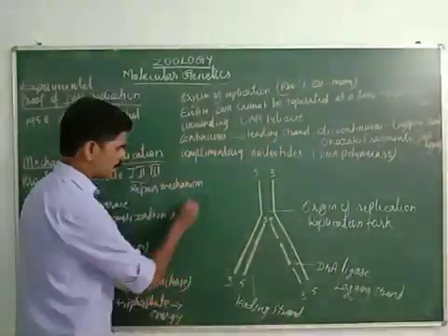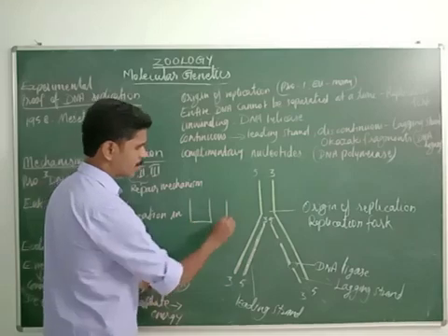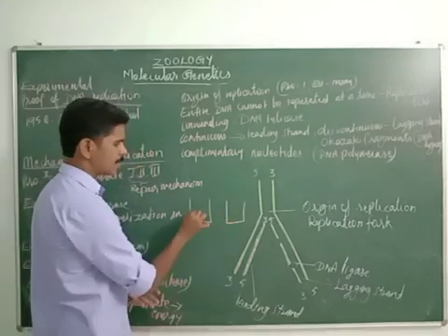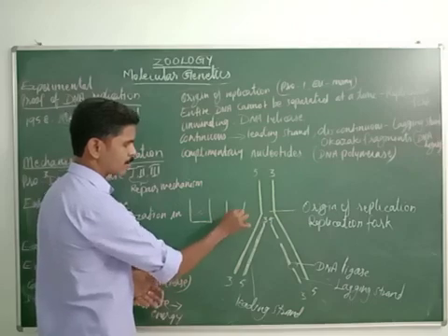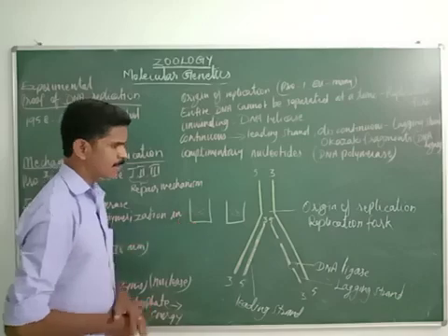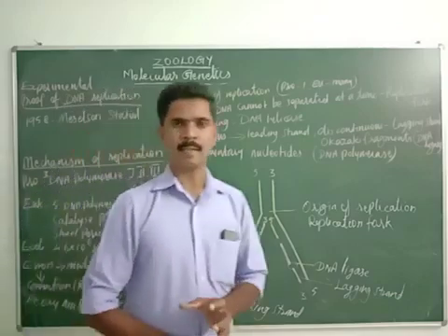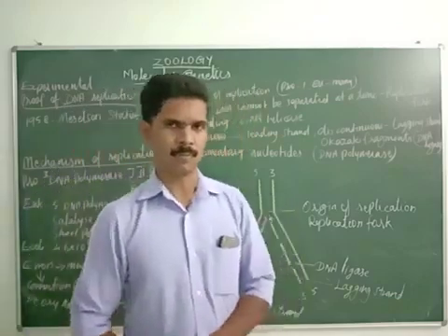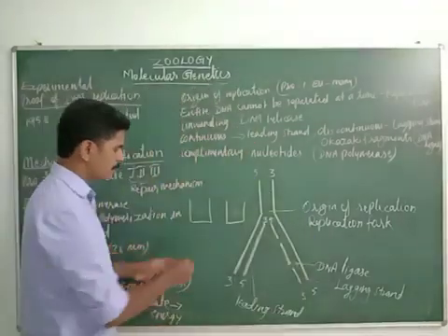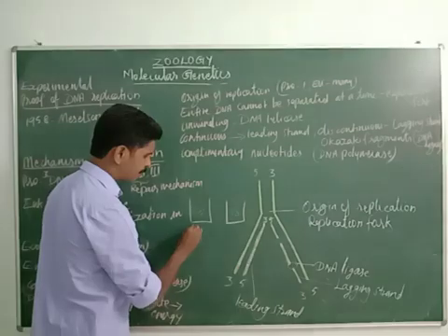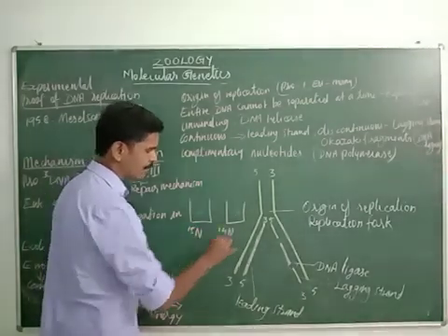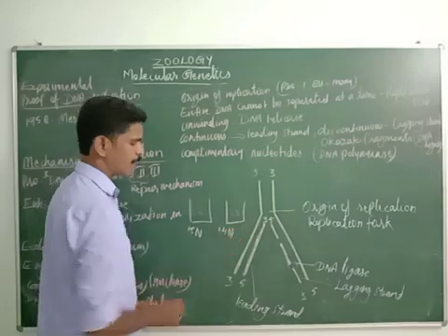Just imagine, this is one culture medium and this is another culture medium. Here they cultured some Escherichia coli bacteria, and in this culture medium also they cultured Escherichia coli bacteria. In each medium they added an isotope: in the first culture medium they added N15 isotope, and in the second culture medium they added N14 isotope.